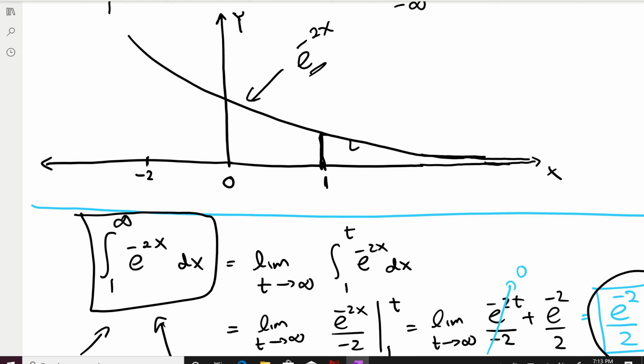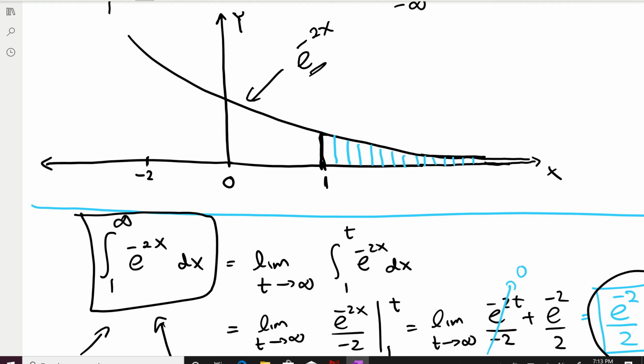Now, this is what happens. To understand this, we have to go back to the definition of the definite integral. How do we find the area under this curve? Remember, we divide this region into small rectangles, right? And we calculate the area of each rectangle, and then we take the sum, right? That's how you construct the definition of the definite integral.